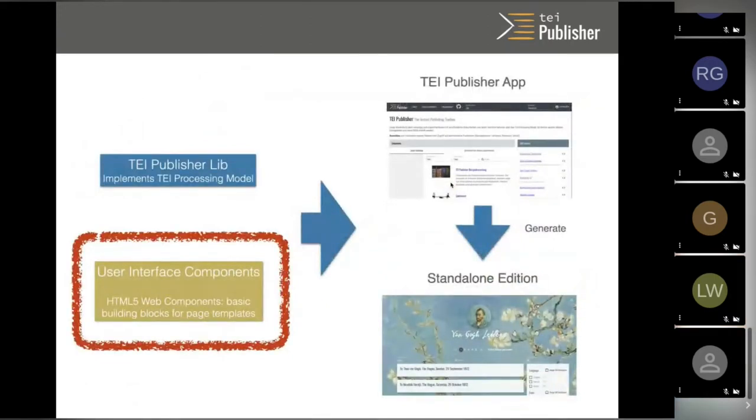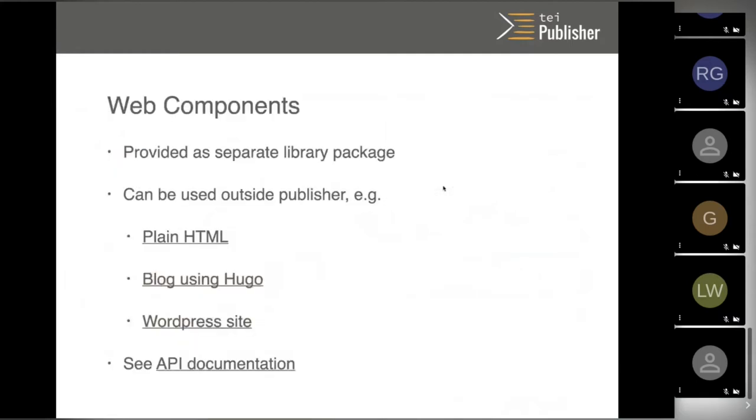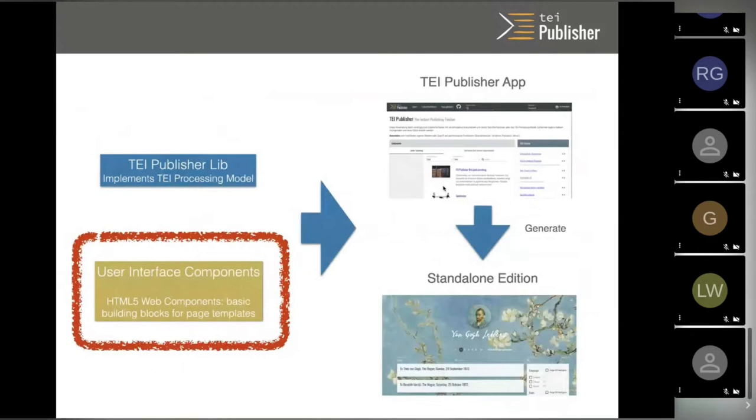So how does this plug into tei-publisher-app? So TEI Publisher in itself is not a monolithic application, but its functionality is split into libraries. One very important library is the tei-publisher-lib, the name already says it, which implements the TEI processing model. So that's an XQuery library running on top of eXistDB, which the web components can call to retrieve an HTML rendition of a certain TEI fragment or other XML fragment.